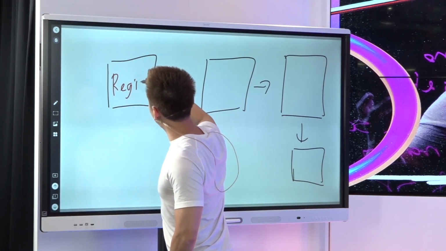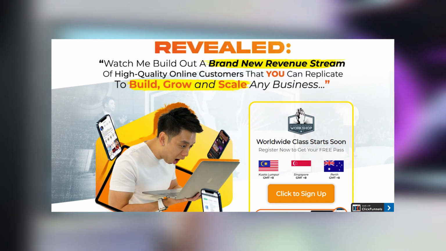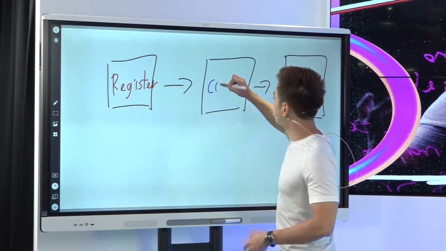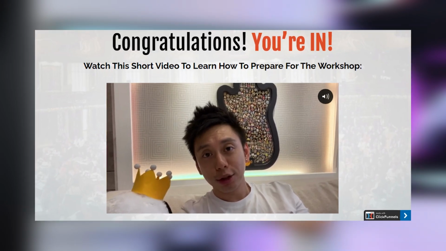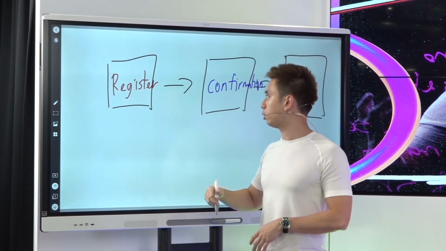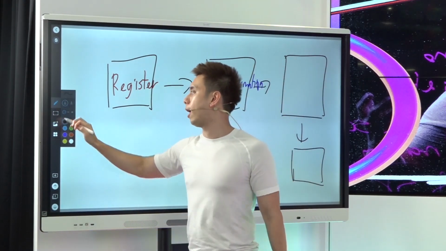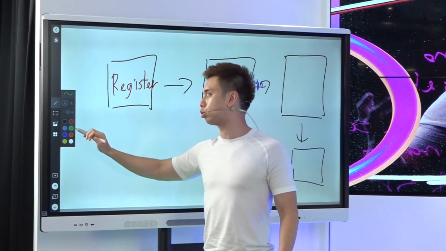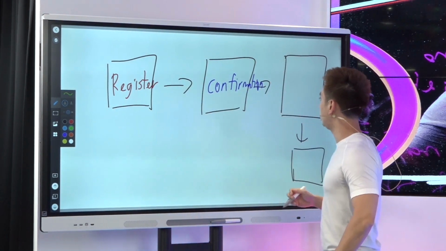Somebody lands on the webinar registration page. They register for this webinar. After they register for this webinar, there's some sort of confirmation page, right? The confirmation page is like, hey, this is Peng Joon here. Congratulations for registering. When the timer ends, the webinar will begin. So this might be a live webinar. This might be an automated webinar, depending on what it is that you choose.